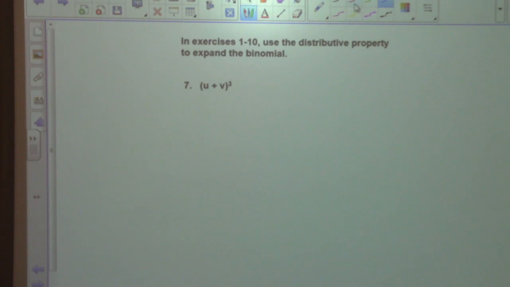All right, Becky, what'd you get for this one? u cubed plus v cubed plus 3u squared v. Okay, u cubed, you have to slow down. u cubed plus v cubed, plus 3u squared v, plus 3uv squared. Okay, and that's gonna be it.